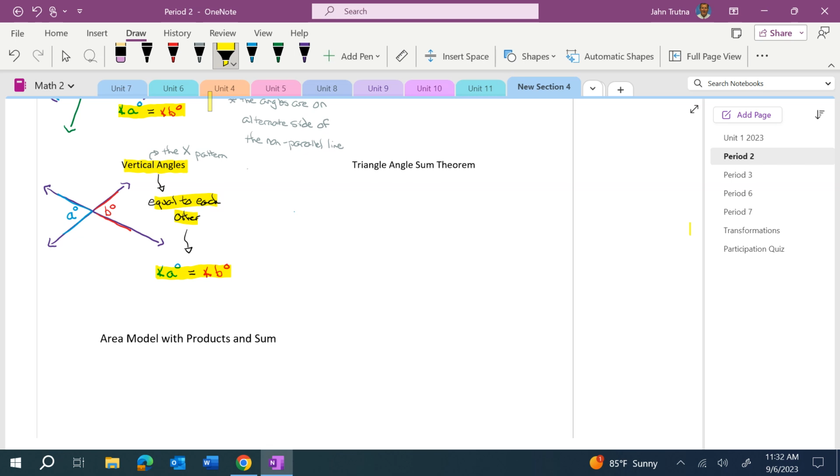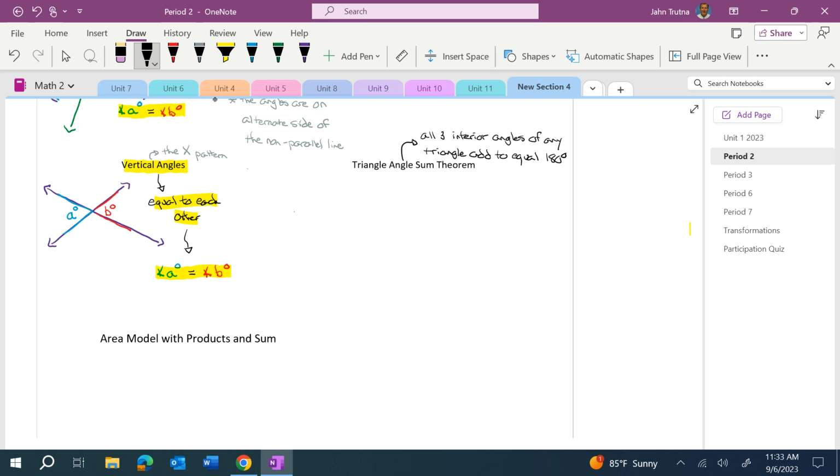Okay, let's go to the last angle relationship that we're going to talk about today, the triangle angle sum theorem. So the triangle angle sum theorem says that all three interior angles of any triangle add to equal 180 degrees.